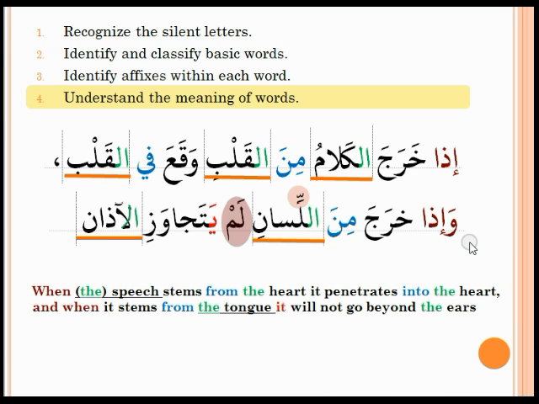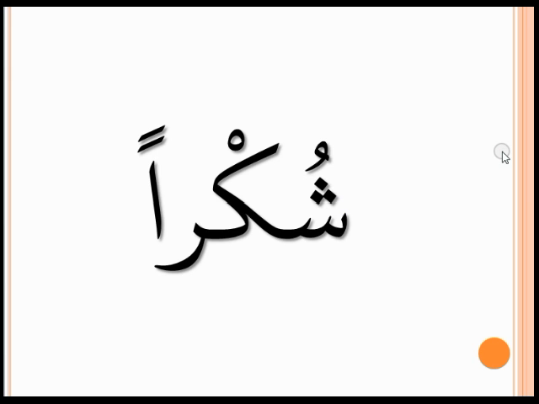And finally, let's take a look at the translation of this proverb. You can follow the meanings of the words by using the color code. So إذا خرج الكلام من القلب وقع في القلب. وإذا خرج من اللسان لم يتجاوز الآذان. The translation is, when the speech stems from the heart, it penetrates into the heart, and when it stems from the tongue, it will not go beyond the ears. شكراً.